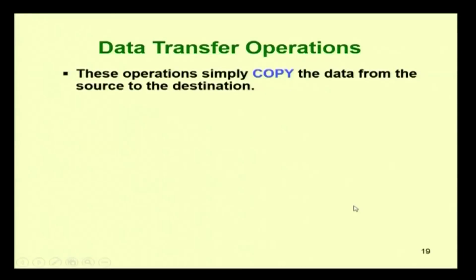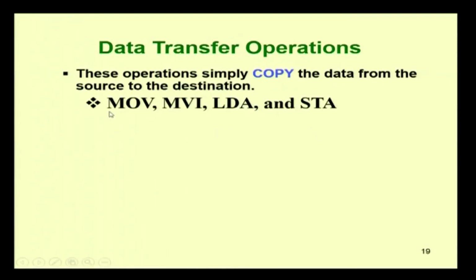Now, let us see about the various types of instructions. First, the data transfer instructions. The data transfer instruction basically copies data from a source to a destination. Some examples of the data transfer instruction: MOV means move. This is a shorthand, and these are called mnemonics. Every time we cannot write move as MOVE, so you have to shorten it.